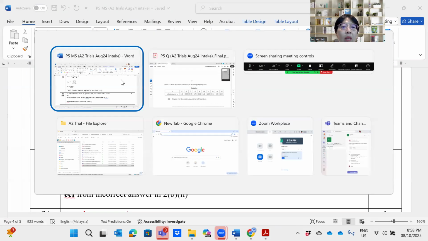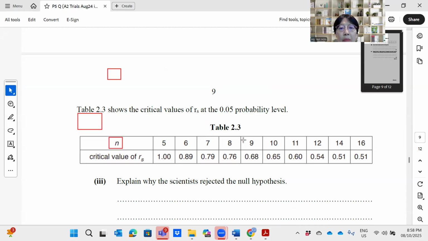Let's look at the value in the table. N, the total number of samples, is 9, so this is the one we are supposed to look at. 0.68 is the critical rs value, and our calculated rs value is 0.88. This is how I'm going to write it: the rs value, in brackets 0.88, is bigger than the critical rs value, in brackets 0.68, like this.